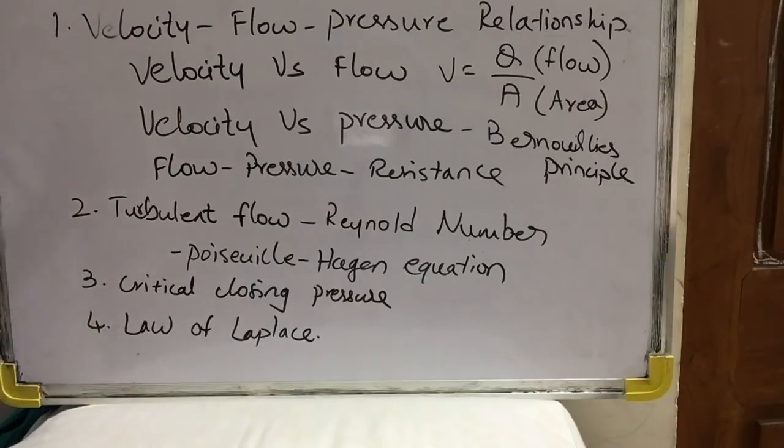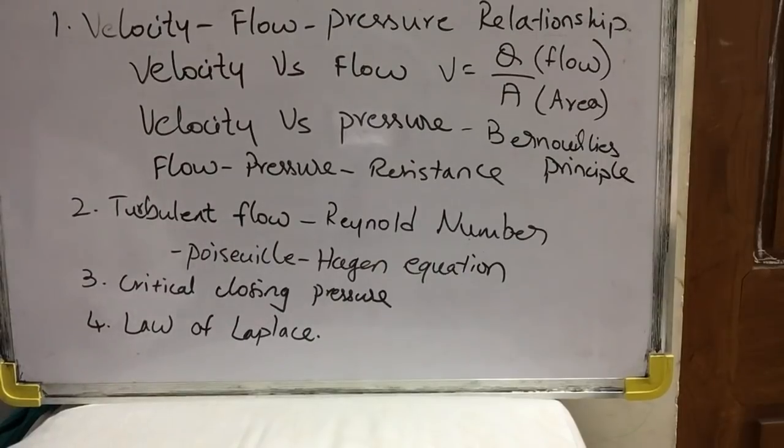You just note down these headings so that you will know what things we are going to talk about in hemodynamics part 2. Velocity, flow, pressure relationship. In this, velocity versus flow and velocity versus pressure, and also flow, pressure, resistance. And we will talk about the turbulent flow, in which we will talk in detail about the Reynolds number, Poiseuille-Hagen equation, the critical closing pressure and law of Laplace.